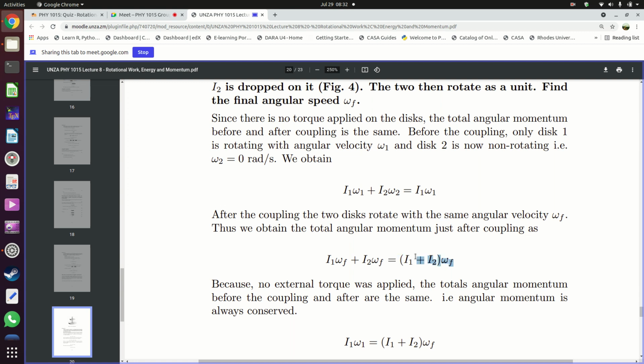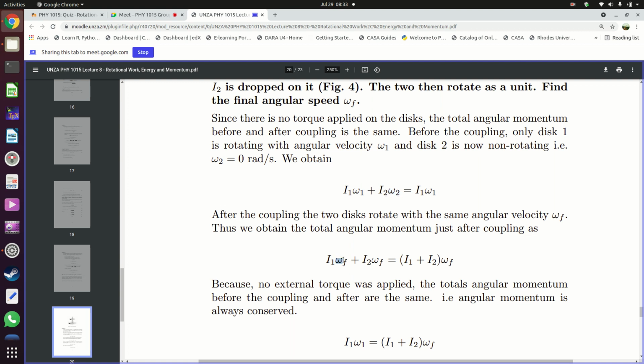So this bit here, which I've written omega 1 and omega 2, I think this is supposed to be written as omega 1f or omega 2f here. I think I should have done that, omega 1f and omega 2f. I think that's what I should have done.